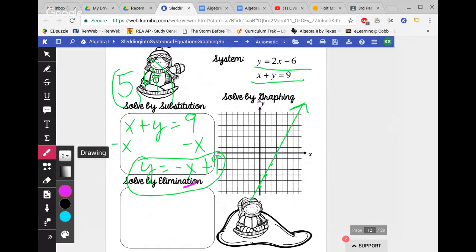Negative 1. Yes, ma'am. Good job. So down 1 over 1. Down 1 over 1. Because I'm going one direction positive, one direction negative.